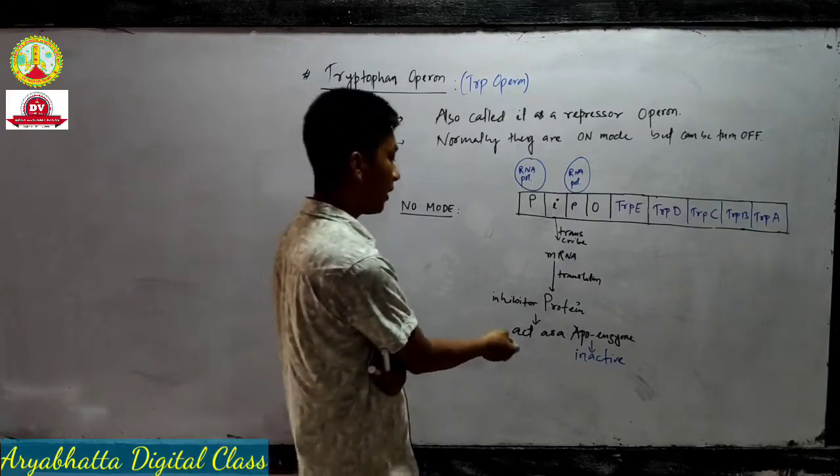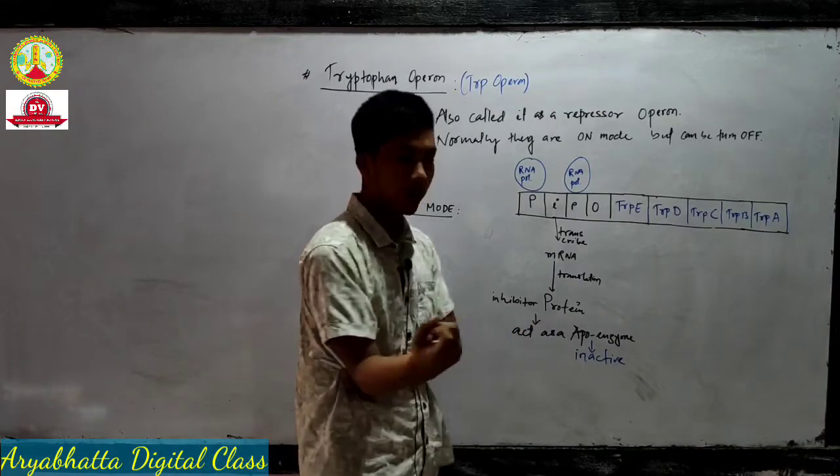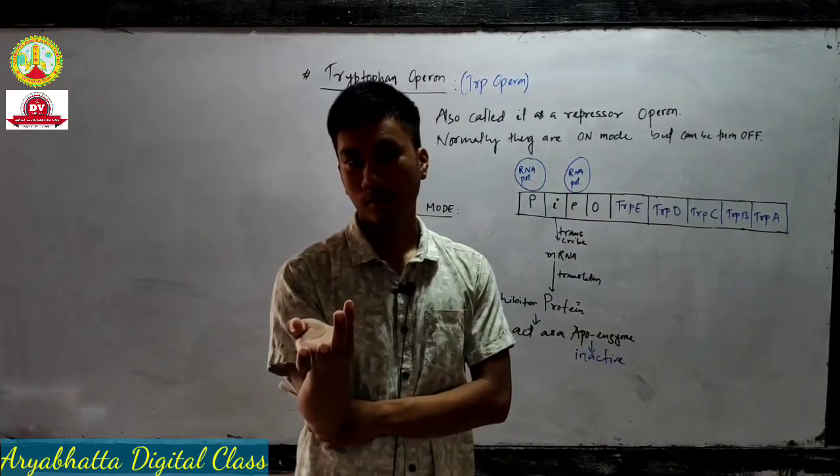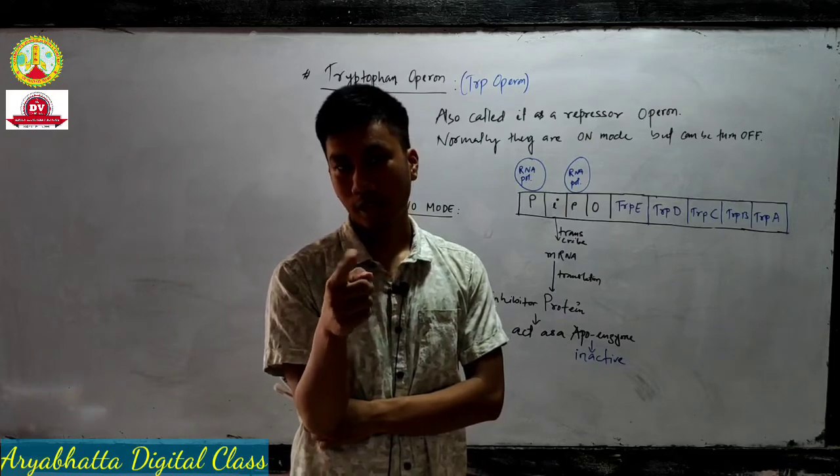Oh yeah, so this apoenzyme protein, inhibitory protein, acts as an apoenzyme, which is inactive in nature. Biomolecule, enzyme topic, apoenzyme is inactive.